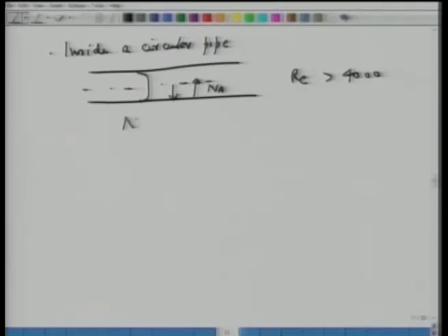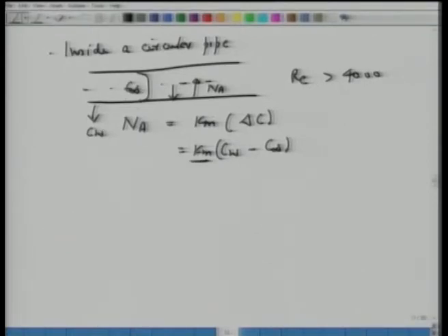In this case, NA can also be written as mass transfer coefficient times concentration difference, which means we can write Km times C wall minus C infinity. So we have C wall, and very far from the wall C infinity. This is the advantage of defining these mass transfer coefficients. The complexities of the velocity profile and Reynolds number are now embedded in the mass transfer coefficient. And how do we get Km?